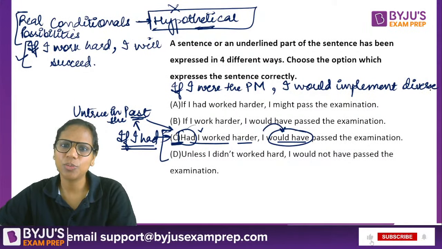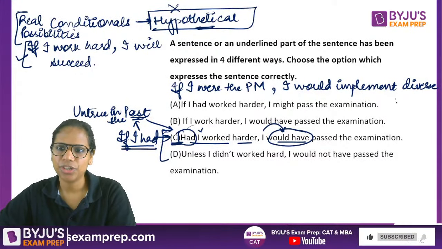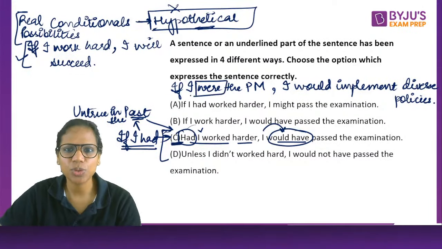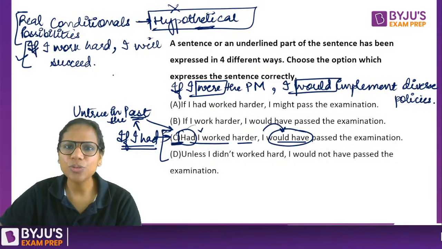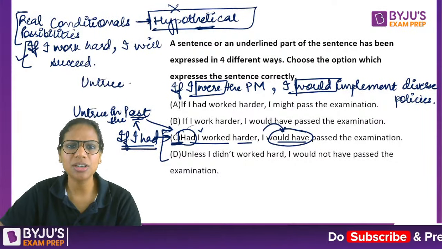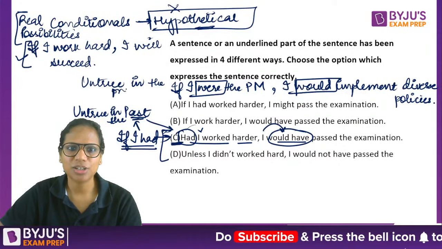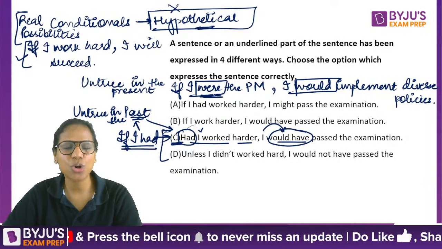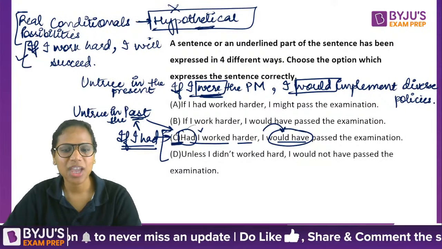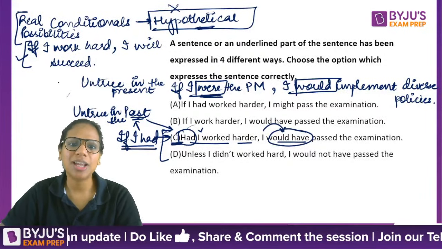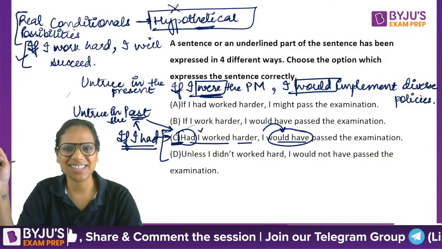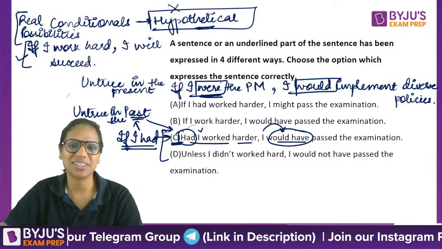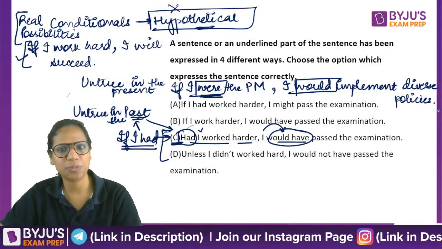Now see the difference between C and what I've just written. There I used the had and would have structure. Here I'm using the were and would structure. So were and would structure is used when something is untrue in the present. And it must come as a shock to some of you that with I, I'm using were. But that's how, when we talk about hypothetical situations, they bend the rules of tenses, right? They don't follow the standard rule of tenses that was should come here. No, if I were the PM, I would implement diverse policies.